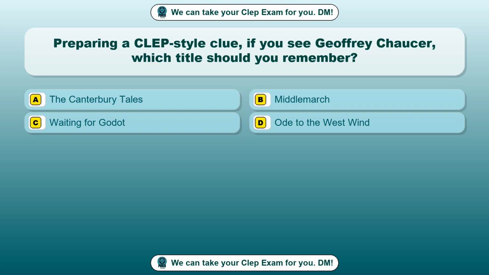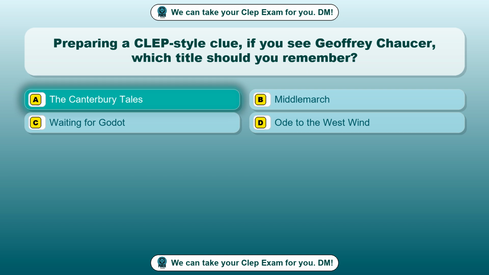Question 34. Preparing a CLEP-style clue, if you see Geoffrey Chaucer, which title should you remember? Option A, The Canterbury Tales. Option B, Middlemarch. Option C, Waiting for Godot. Option D, Ode to the West Wind. The correct answer is option A, The Canterbury Tales.